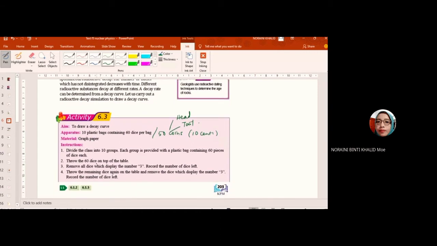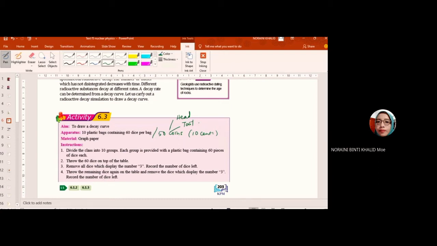Okay, throw the dice, 60 dice on top of the table, or you just throw the 50 coins on the table. Remove all dice that display the number 3, record the number of dice left. Throw the remaining dice again on the table, remove the dice which display the number 3, record the number of dice left. So you do the same thing.